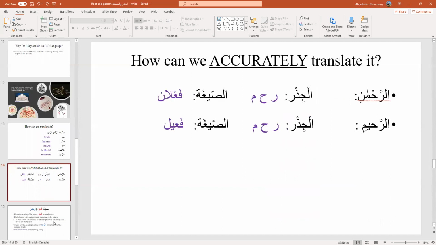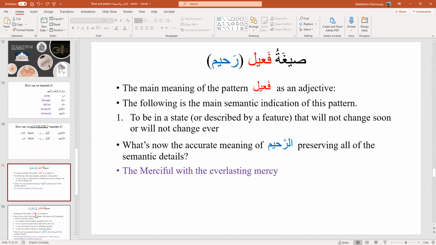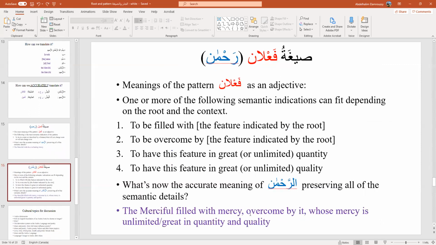And if you'd like to go over the entire meaning, you will need to go to the root. Both are ra, ha, mim, which has to do with mercy. The first one is the pattern fa'lan. The second one is the pattern fa'il. So the second one can be translated, in order to maintain all of the meanings, as the merciful with the everlasting mercy. The first one will be the merciful filled with mercy, overcome by it, whose mercy is unlimited in quantity and quality.